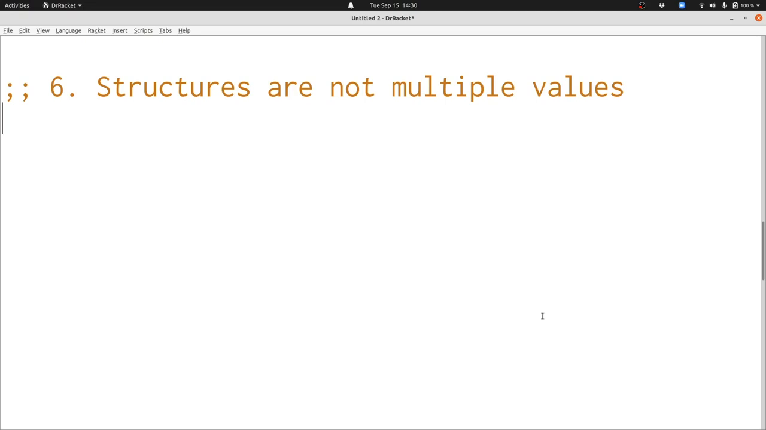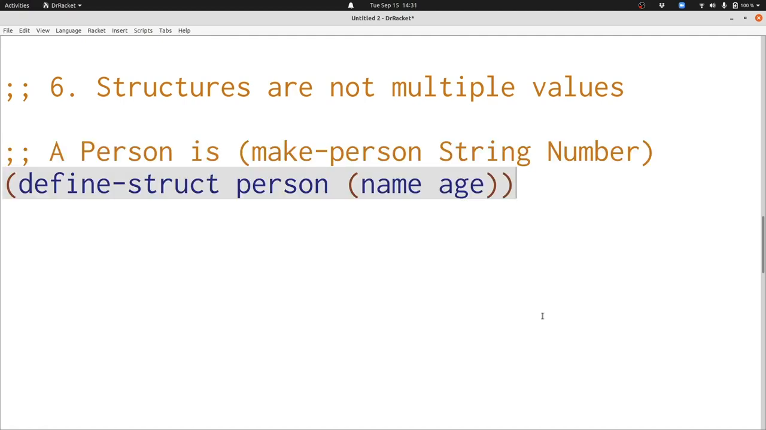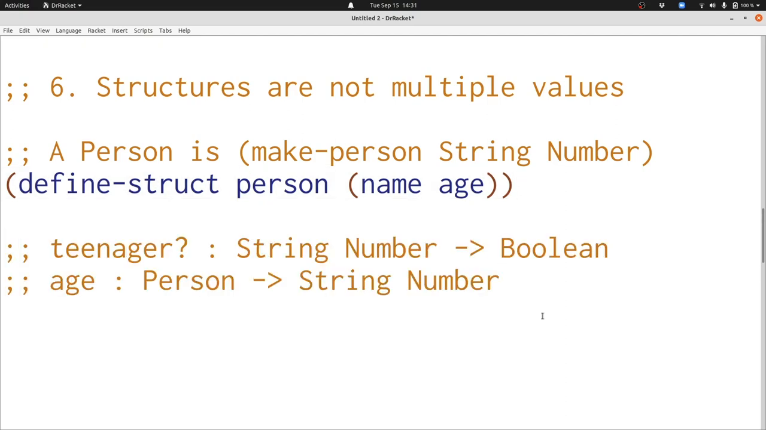Another problem is thinking that you can combine two values just by writing them next to each other, and that that's the same as a structure. That's not how structures work. If we have our structure definition for person, then what you get from using makePerson is a single thing. It's not two things, a string and a number, it's one person where the string and the number have been packaged up together into a single value. That means that the following signatures are not correct. If we want to write the teenager function, it takes one input, which is a person. Similarly, if we want to take a person and add one to their age, we're going to produce a new person, not a string and a number, as two separate results somehow.